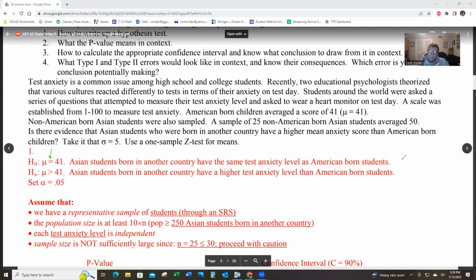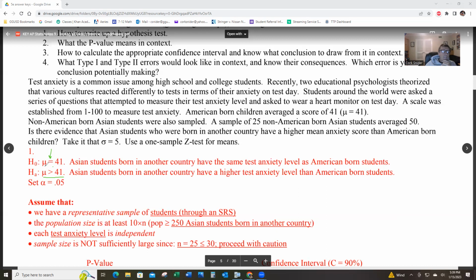HA, the alternative hypothesis, is what you're trying to prove. HA is often called H1, H2. H0 is often called H-null, N-U-L-L. I think it's an old English word. Anyways, HA is what you're really trying to prove. And that's Asian students born in the country have a higher test anxiety level than American-born students.